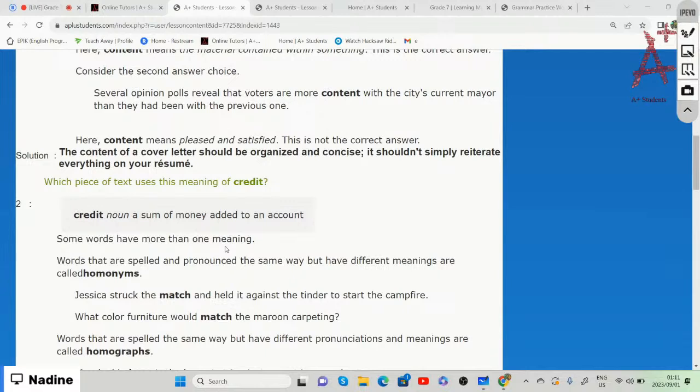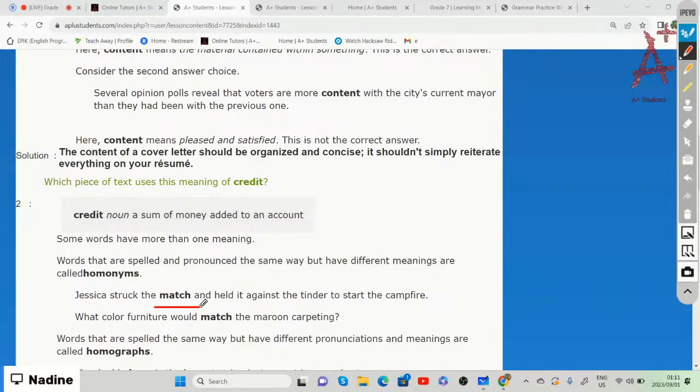And in this case, we have an example that says, Jessica struck the match and held it against the tinder to start the campfire. And the next one is, what color furniture would match the maroon carpeting? So we said homonyms are words that are spelled and pronounced the same way but have different meanings.